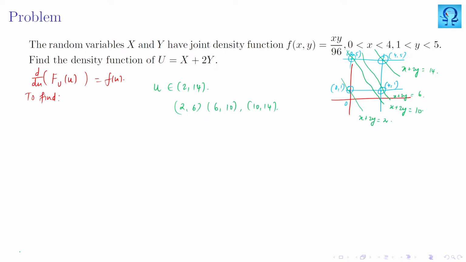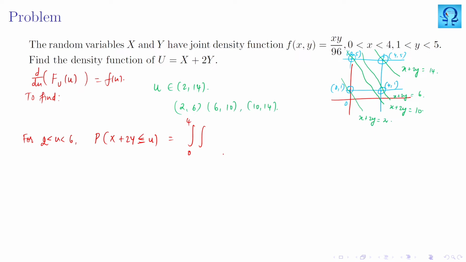Now for u between 2 and 6, what is going to happen? That is the probability of x plus 2y being above 2 and smaller than 6. So this is what we are going to calculate. Here x is going to differ from where? It is given as 0 to 4.